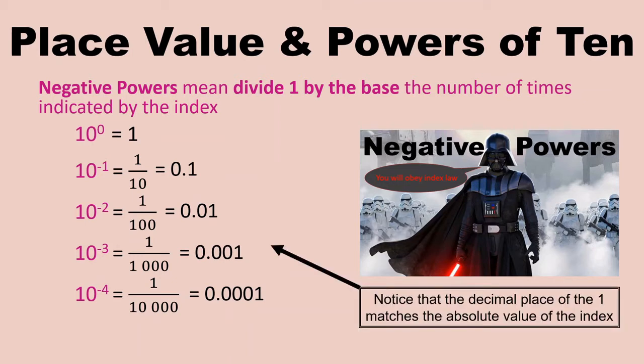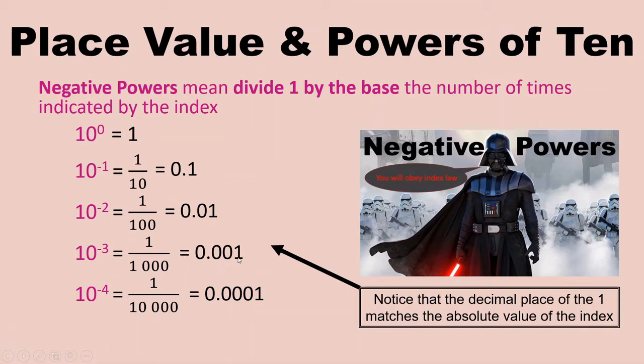Notice that the decimal place of the 1 for each of these cases matches the absolute value of the index. This number here has 0 decimal places, 0 digits after the decimal. This number here has the 1, 1 place after the decimal, 1 place, just like the negative 1 we have as the index. This decimal number has 2 decimal places. The 1 is 2 decimal places away from the decimal point to match the index of negative 2.